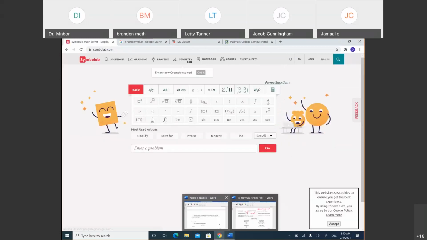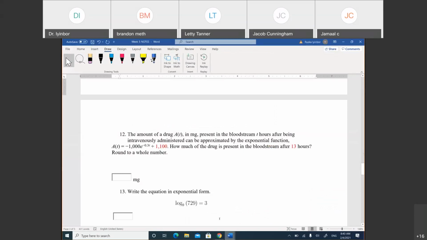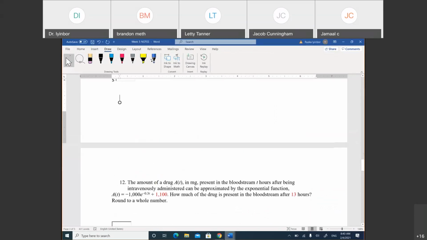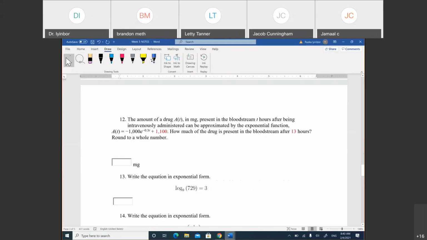Okay, so now here we have one more application of exponents. Here we have the amount of drug, so this is medicine, in milligrams present in the bloodstream t hours after being intravenously administered, which can be approximated by the exponential function. There are a lot of things in medicine which we model with an exponential function. You see e with exponent, right? So this is the function.